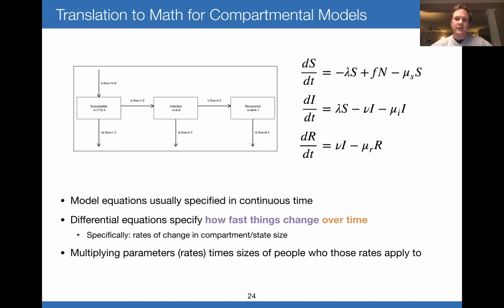So the model equations on the right are really mapped onto what you're seeing in the plot on the left, and they're tracking the inflows and outflows from the different compartments over time. These so-called differential equations specify how fast things in the numerator change over time in the denominator. And the things that we care about tracking are the rates of change in the compartment or state sizes over time. And we come up with the answers to these equations based on what's on the right-hand side of these equations by multiplying the parameters, or the rates that we talked about in the previous slide, times the sizes of the compartments, the number of people who those rates apply to.